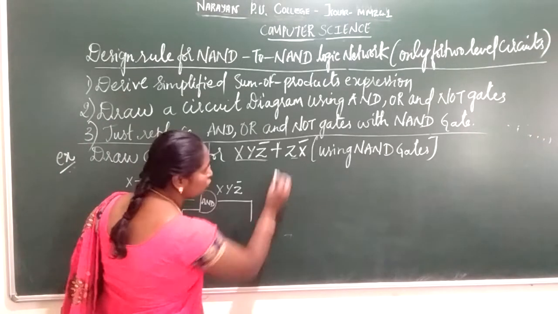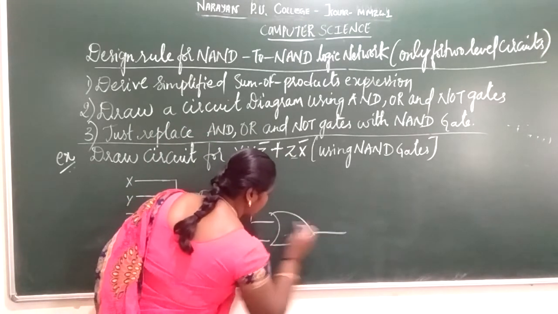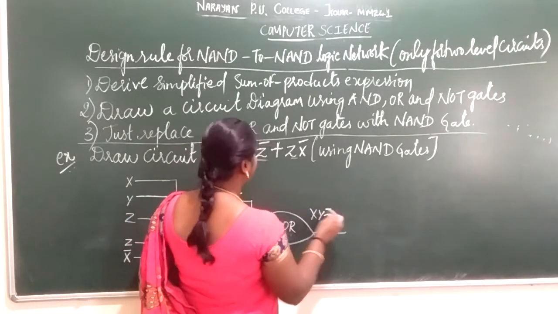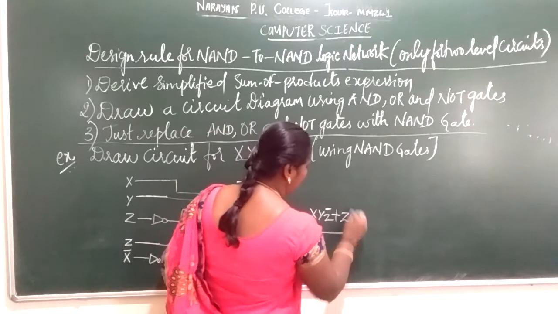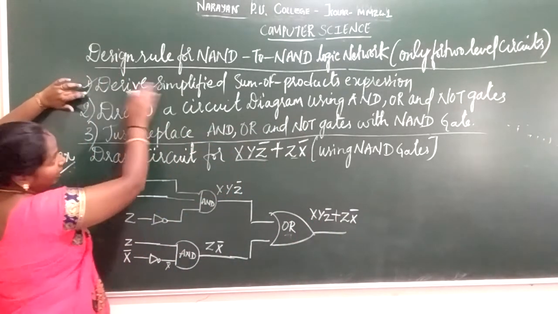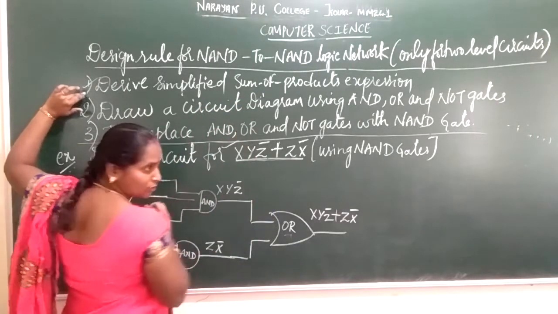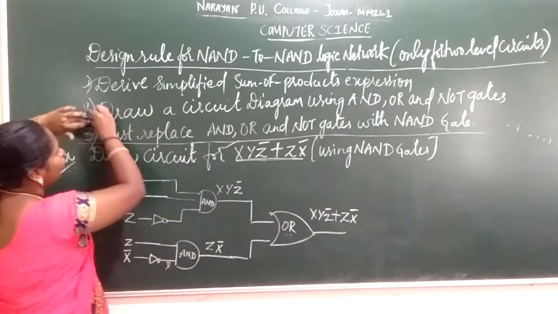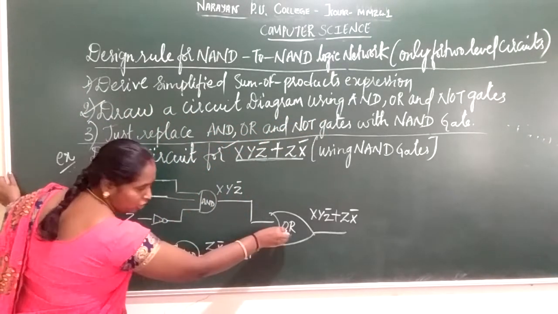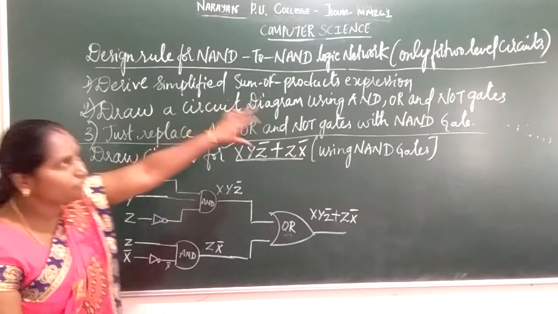So these two should be ORed, so you use an OR gate. My result is nothing but x, y, z bar plus z x bar. This is the simplified sum of products expression that I have derived. First rule is being taken. For this I have drawn a logic circuit with the help of basic gates, AND gate, NOT gate, and an OR gate. I have drawn the logic circuit diagram with the help of basic gates.